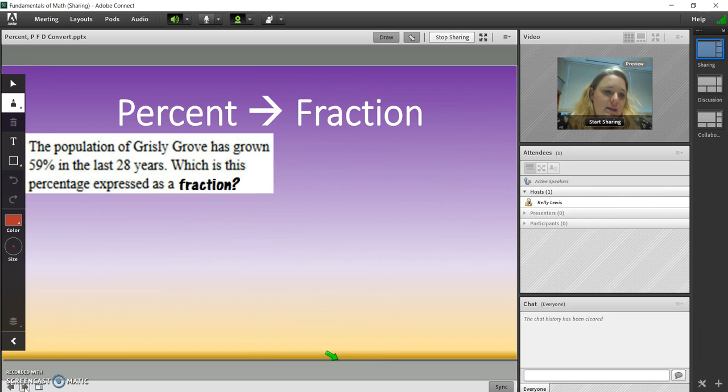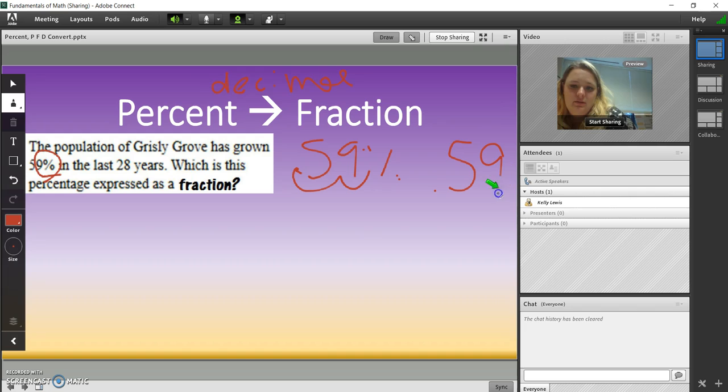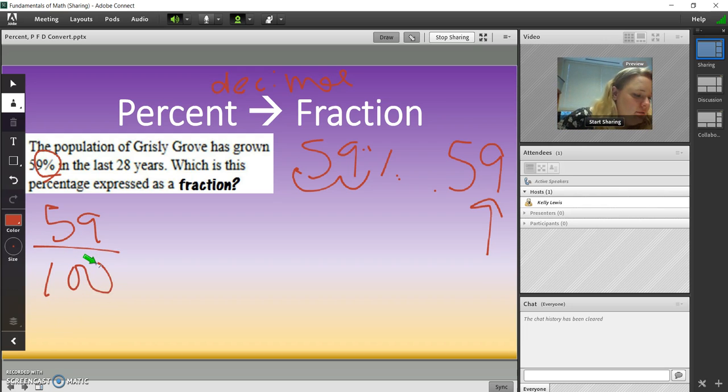All right, what is this percent as a fraction? So first change it to a decimal, then a fraction. So 59%, remember percents are always bigger than decimals. We're going to go this way, so it's 0.59. Okay, and this 9 is in the hundredths spot, so we're going to go 59 over 100. I don't think anything divides 59. Nothing does. So we're done.